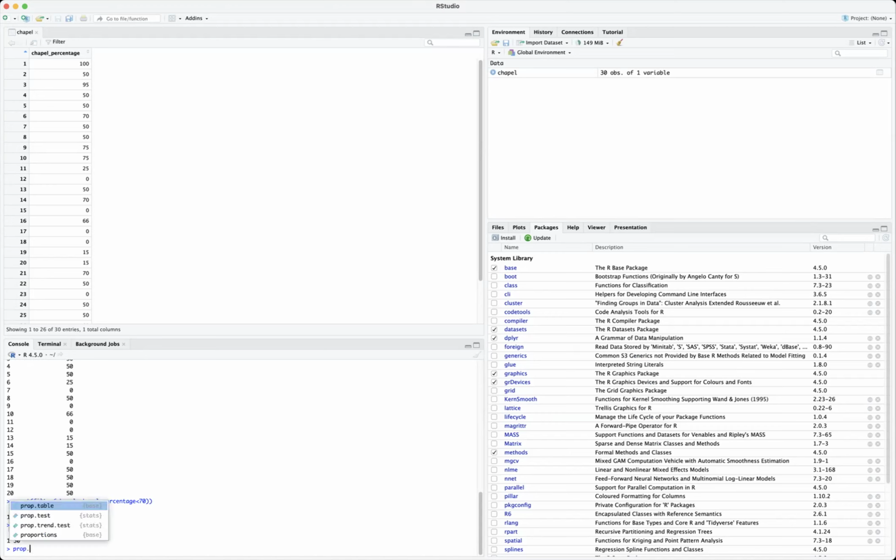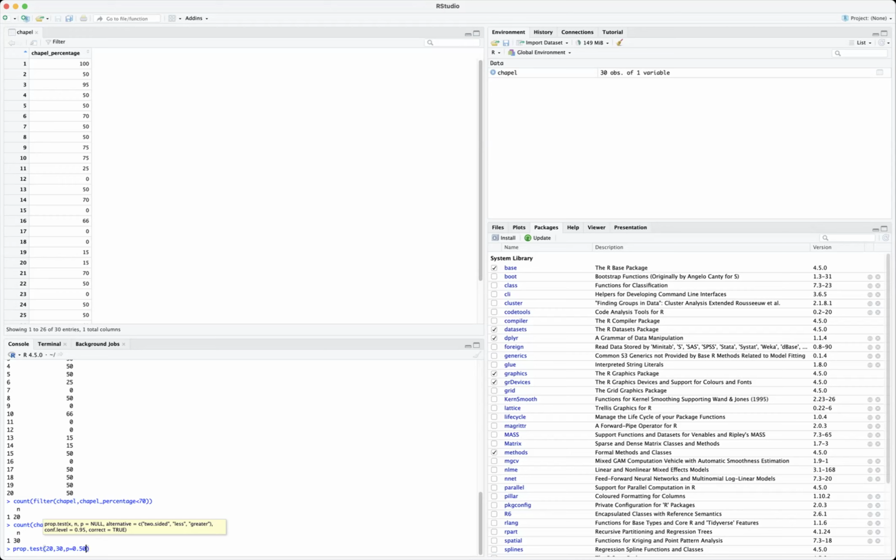Now it's time to actually perform our hypothesis test, and we're going to use the prop.test command. Whenever you're using the prop.test command, the first piece of information you enter is the number of respondents that gave the kind of response you're interested in. In this case, how many LEAD students in our sample said that fewer than 70% of chapels should be required. In our case, it was 20. How many people were there total in our survey? There were 30. What's our null hypothesis? Well, in our case, it is 50%. So it's p equals 0.5.